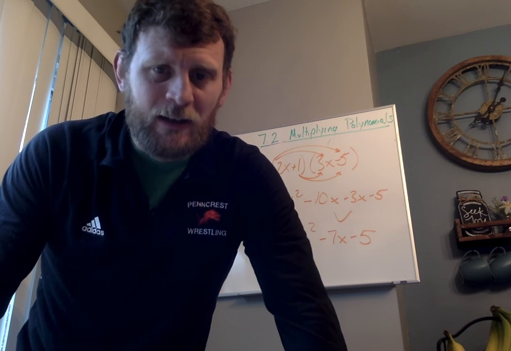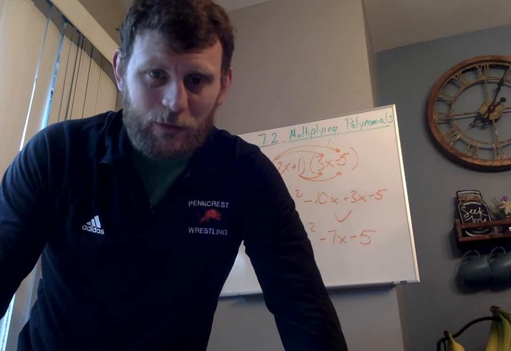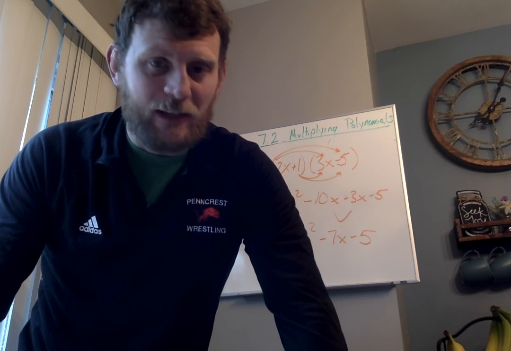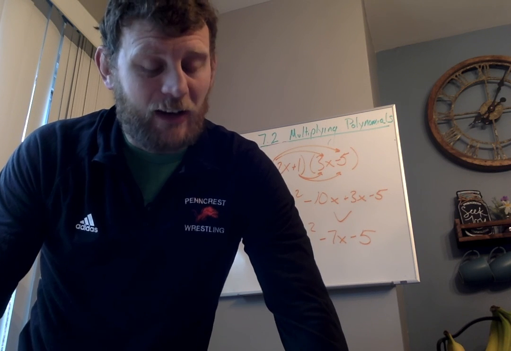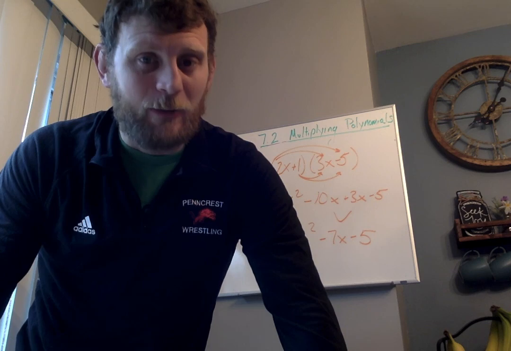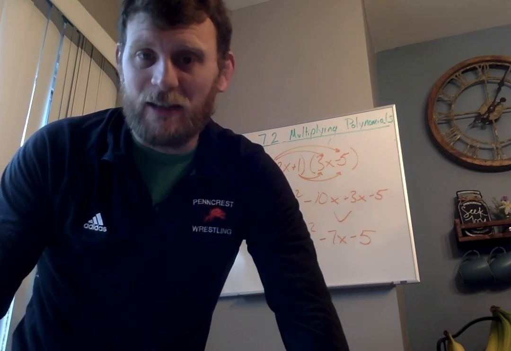And number 4, 4y plus 1 times 4y minus 1. This is going to be 16y squared. The inside will end up canceling out, so you're just left with minus 1. So your answer would be 16y squared minus 1.